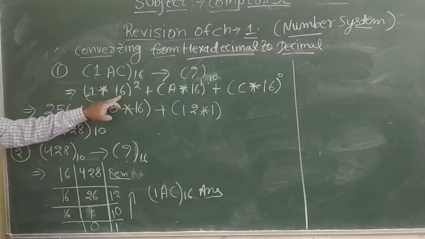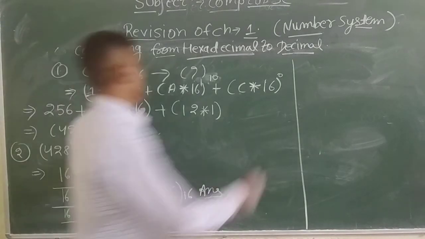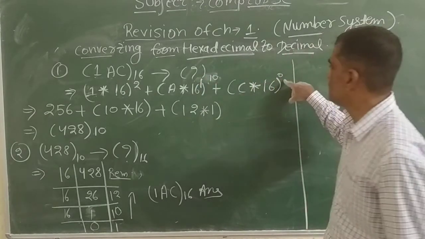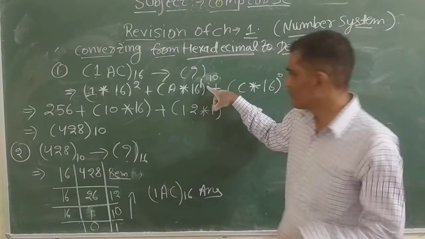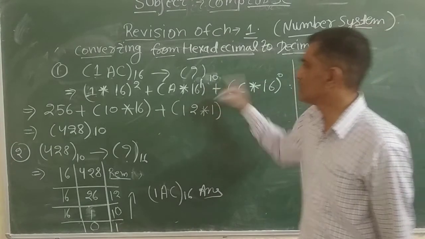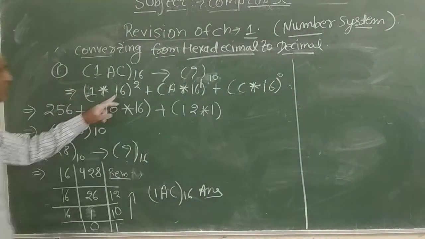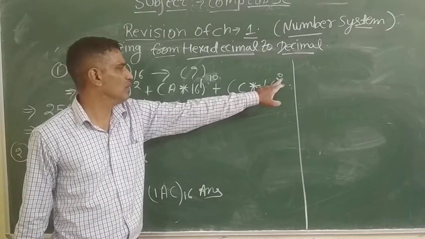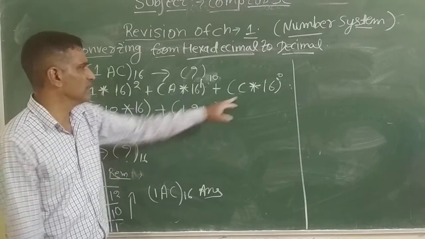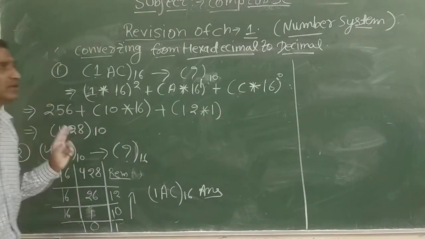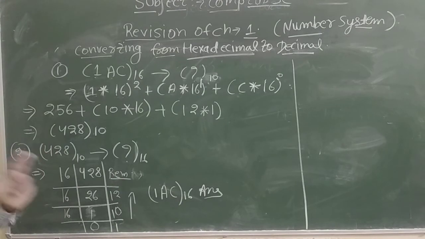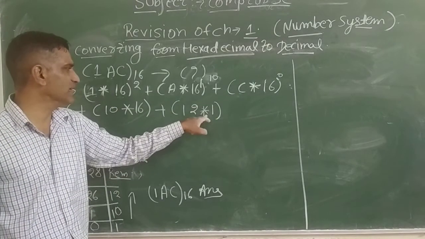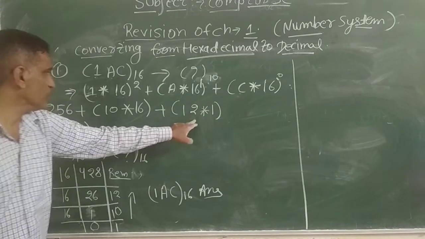You know that 16 is the base of a hexadecimal number, and from right hand side to left hand side we have to write power 0 and the digits increase by 1: 0, 1, 2. So we have to understand this thing. 16 power 0 means 1. C represents 12; the digits are 0 to 9 and A, B, C, D, E, F. So C is represented by 12. 12 multiplied by 1 is 12.